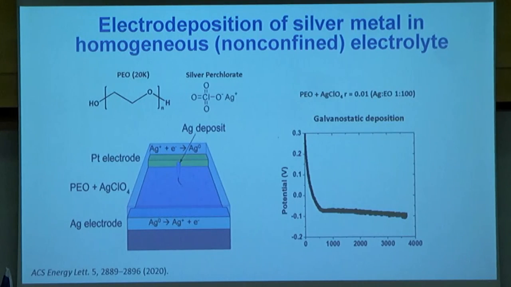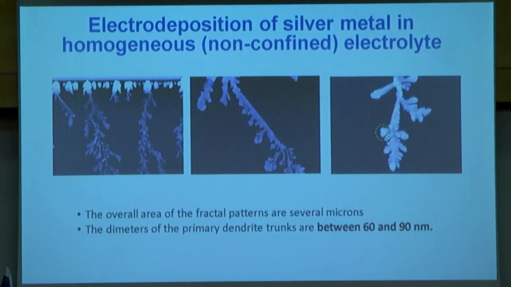So here you can see we use silver, so we deposit silver on a flat electrode. It's a PEO polymer, a solid state with a silver salt. We start to deposit on a platinum surface, and we see how it's going. And you can see, of course, we get dendrites. PEO is not great, it's very soft, and we use elevated temperature here. So you grow those dendrites.